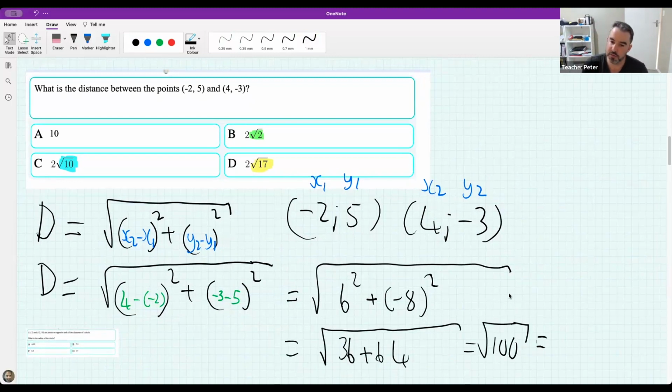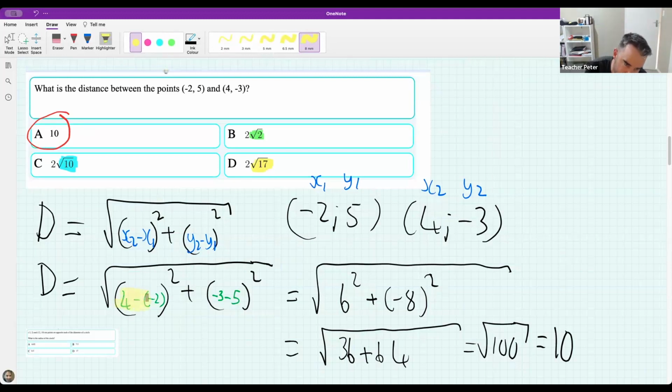Okay, so it looks to me like this square root of 100 would be 10. And so the correct answer is actually the length 10. So there's a distance of 10 units between this. But I think a lot of people would have got caught out by this.